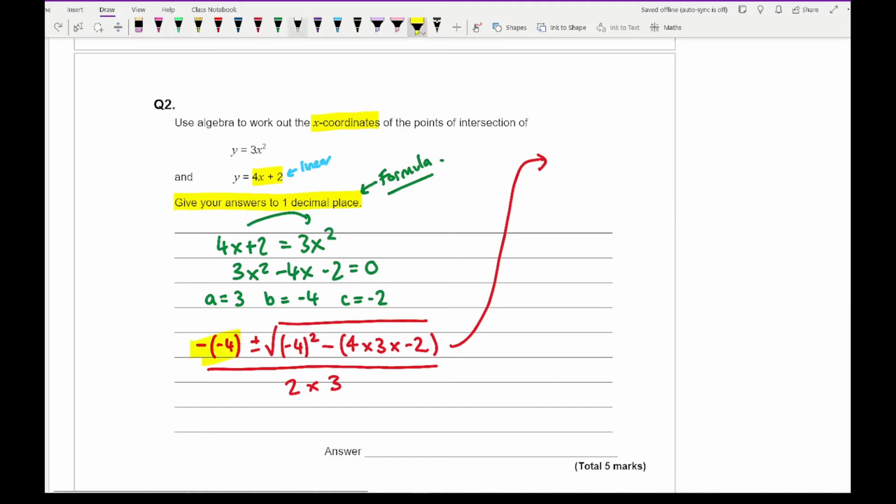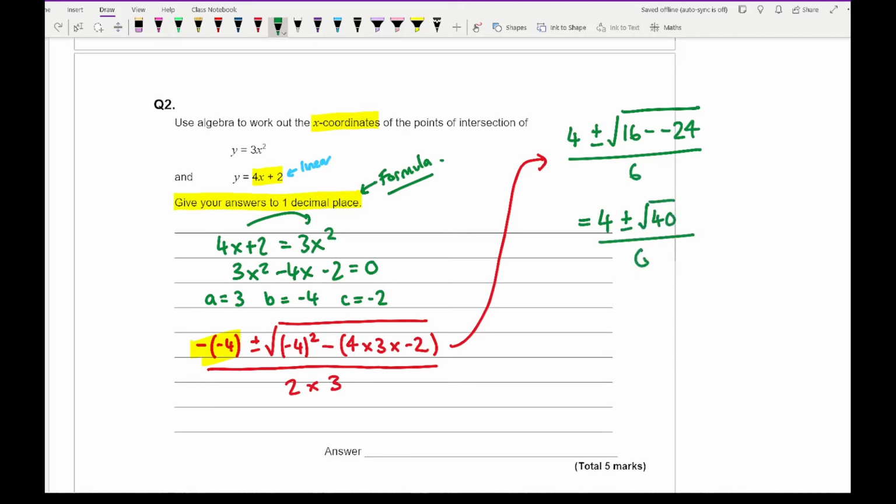So minus 4 becomes positive 4, then we've got a plus and minus, then we've got a square root. Now, minus 4 squared is 16. And then we've got 4 times 3, which is 12, times minus 2 is minus 24. So we get minus 24. And 2 times 3 is 6. So then simplifying the square root, I end up with 4 plus or minus, and then 16 plus 24 is 40, all divided by 6.